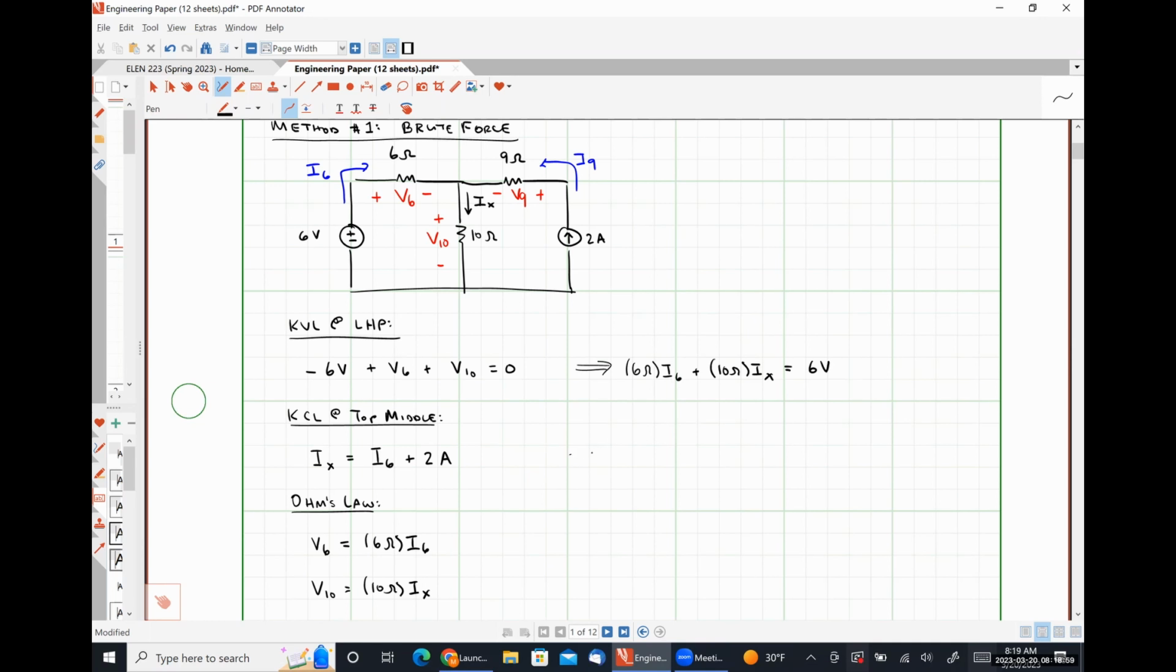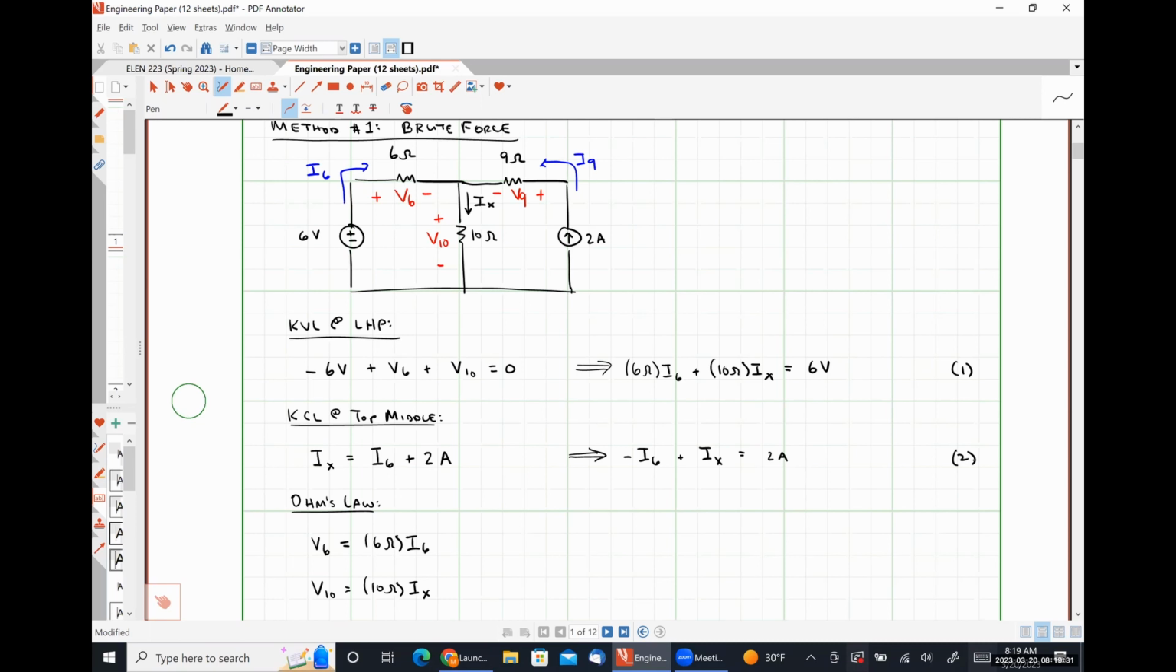And I'm going to rearrange this equation to move the constant term to the, actually, I'm just going to move I6 to the left-hand side from the way it's written currently. So I'm going to have negative I6 plus IX is equal to 2 amps. And so now I have 2 equations and 2 unknown quantities, and we're going to solve this system of equations.